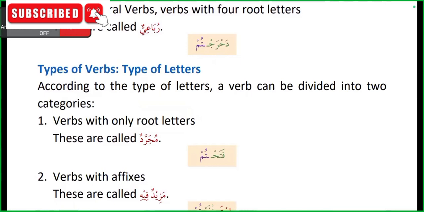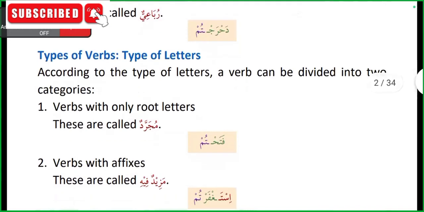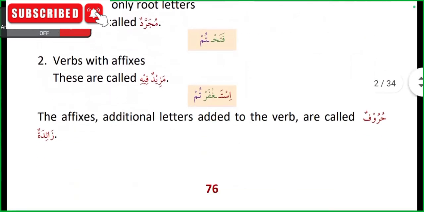Okay, so moving on, types of verbs with the types of letters. According to the types of letters, a verb can be divided into 2 categories. Verbs with only root letters are called mujarrad, and the second one is verbs with affixes, which are usually suffixes and prefixes. These are called mazidun fi. For example, istaghfara, istaghfartum. The additional letters added to the verb are called huruf za'idah.